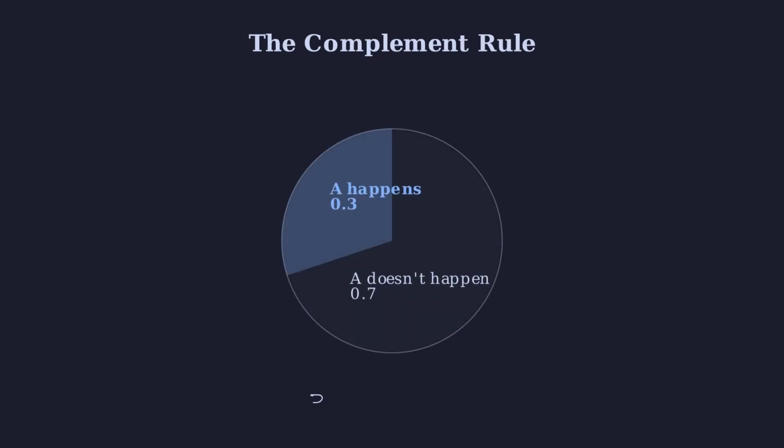The first rule is the simplest. The probability of something not happening is 1 minus the probability of it happening. P of not A equals 1 minus P of A. This sounds trivial, but it is surprisingly useful. Sometimes it is much easier to calculate the probability of something not happening.